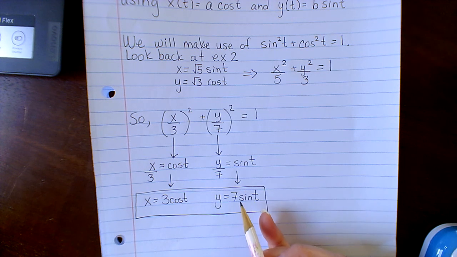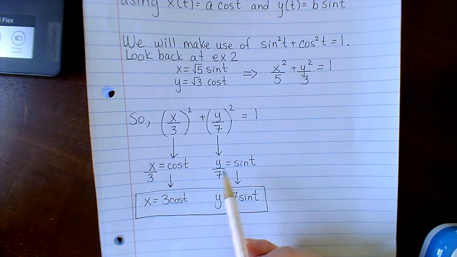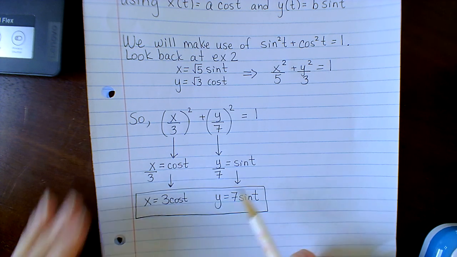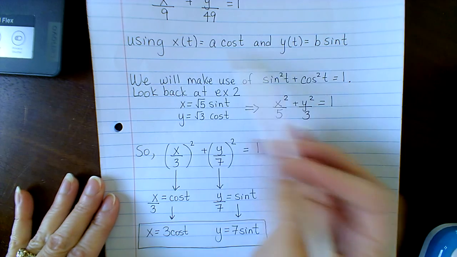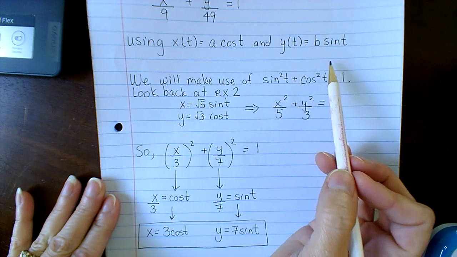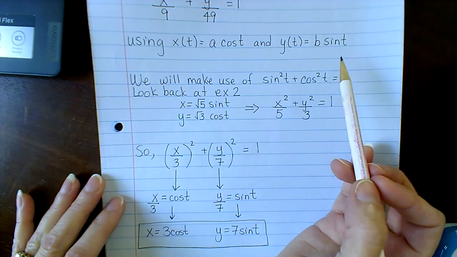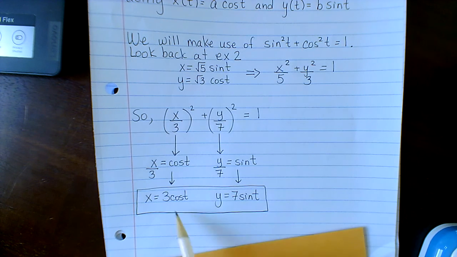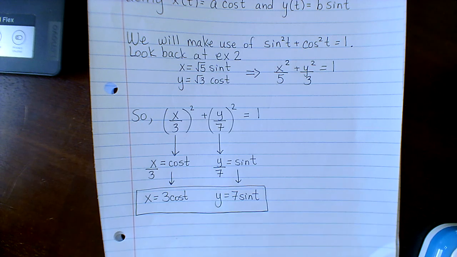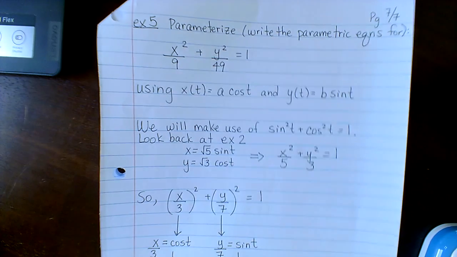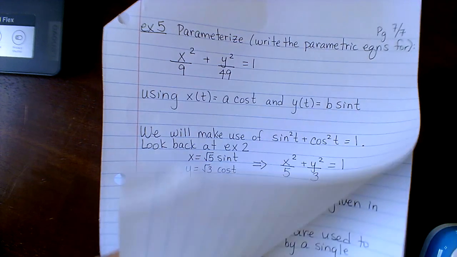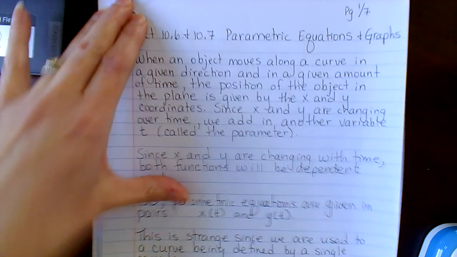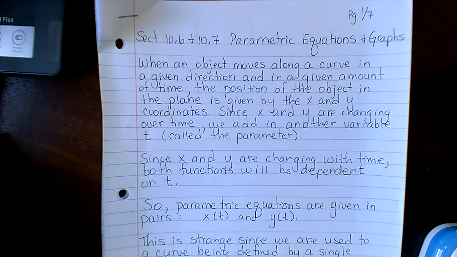Now, if you chose to write these backward, you kind of could, but because the directions asked us to write it where x was the cosine and y was the sine, that's why I chose to use the sine for this one and the cosine for this one. And of course, if you put these parametric equations into your calculator, you would get an ellipse, which is exactly what that standard form would be. Okay, so that finishes up sections 10.6 and 10.7.